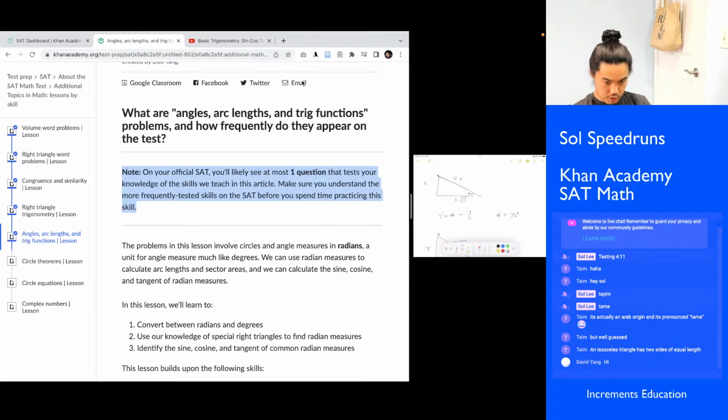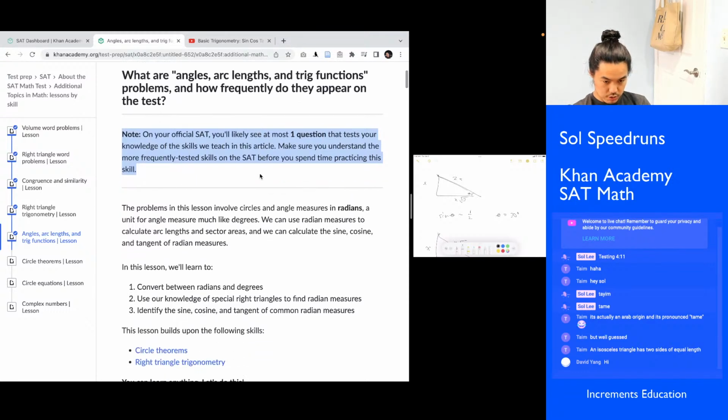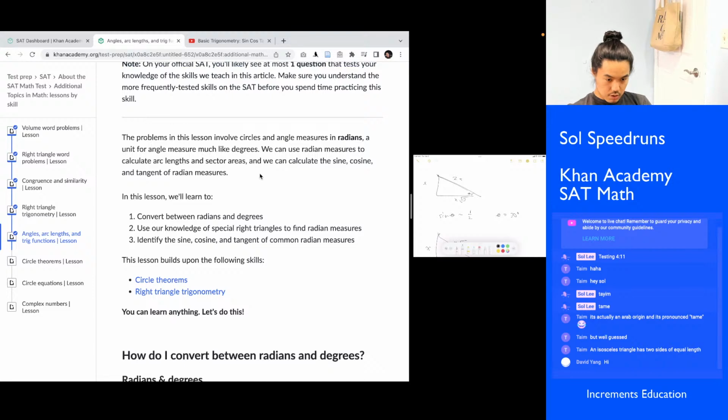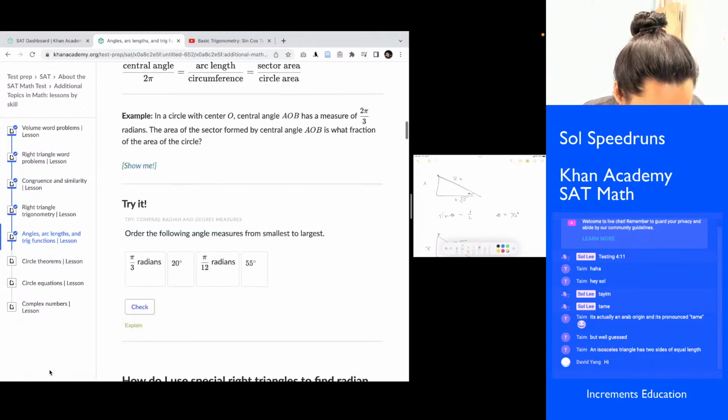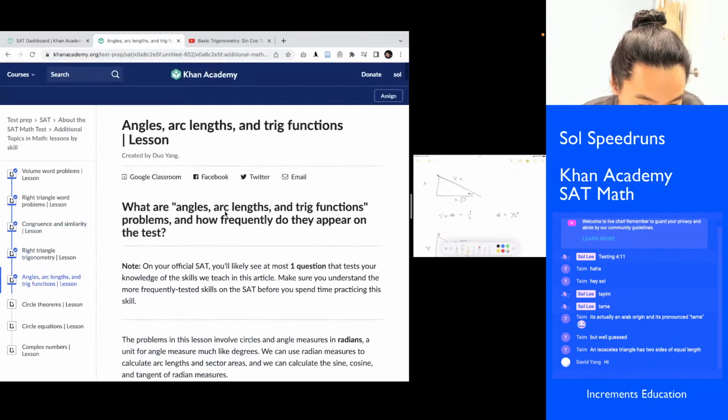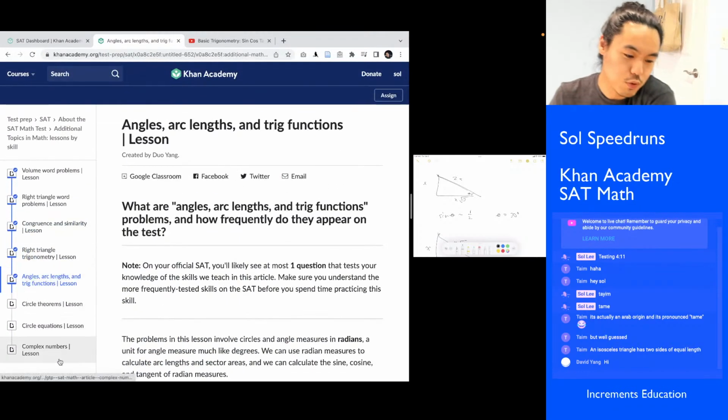One question on angles, arc length, and trig functions. Radians? I need to know what radians are? Let's finish this. I'm so close to the end. After this, that's the end of the Khan Academy. Okay, I only have 4 more left. Let's go.